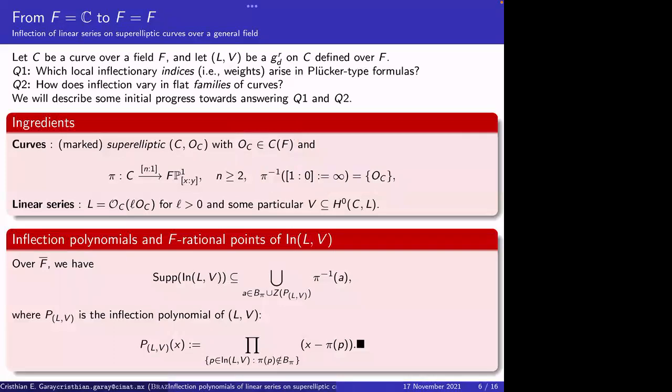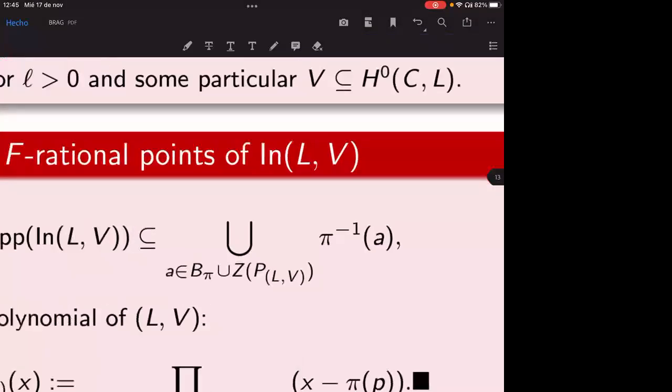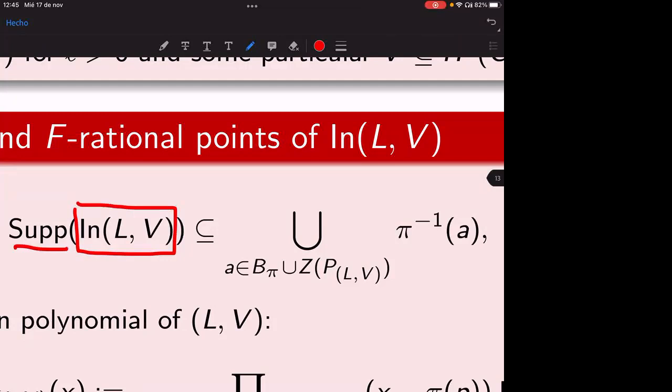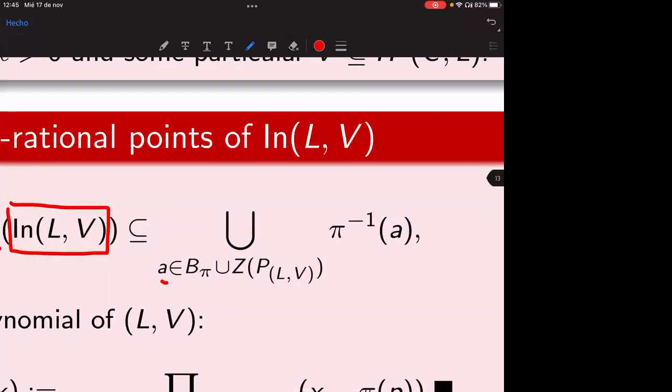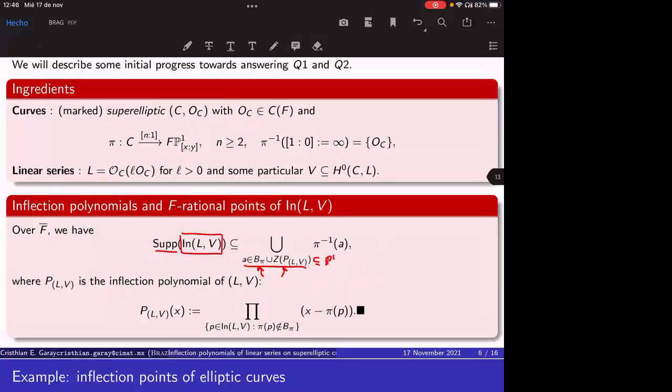And under this situation, over the algebraic closure of your field, the support of your inflection divisor associated to this situation is supported on some special fibers. Particularly, let me be explicit here. You take your inflection divisor associated to the situation. Its support is contained in some points. This set is contained in P^1, and it is formed by the branching locus and the roots of the inflection polynomial. So in this sense, the inflection polynomial that I introduced some slides ago helps you to find the inflectionary behavior of this particular linear series.